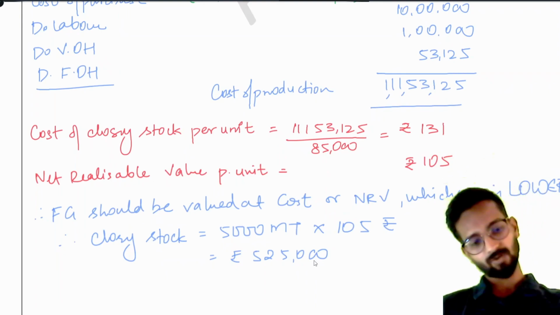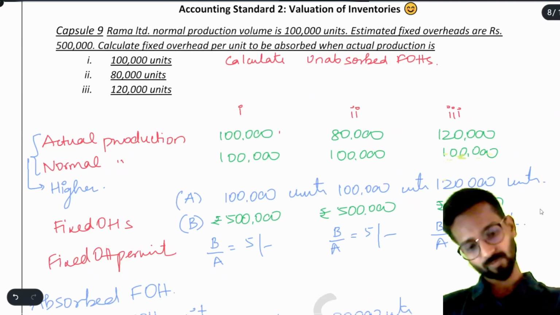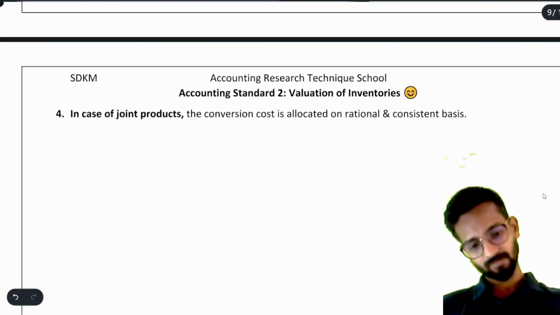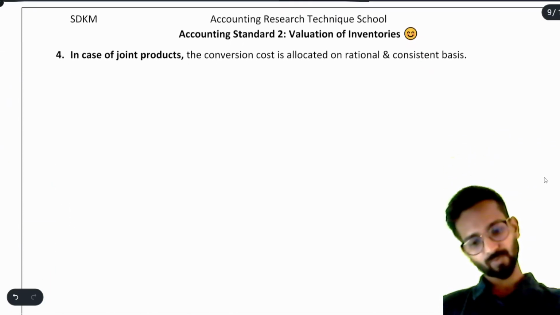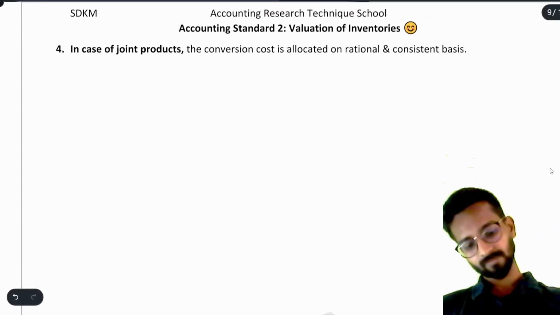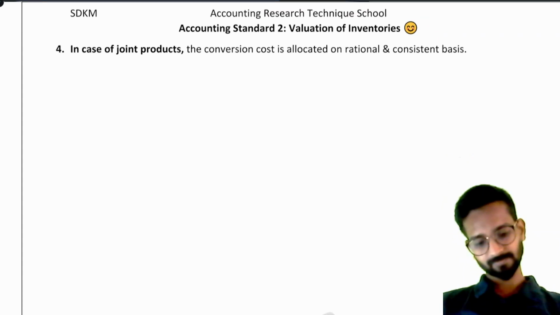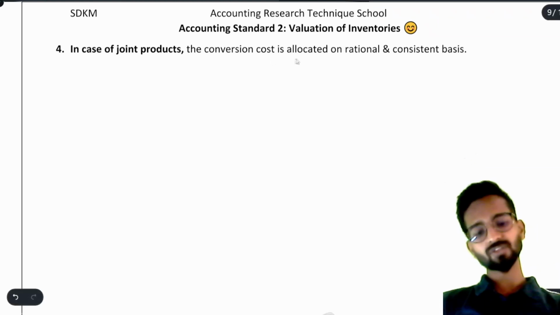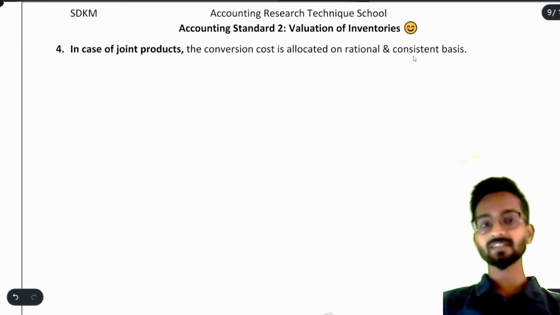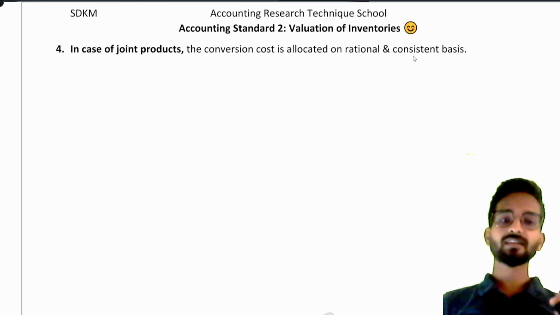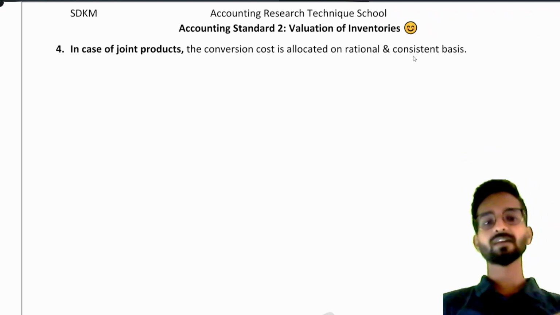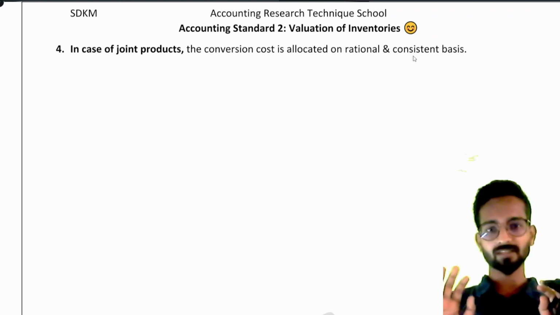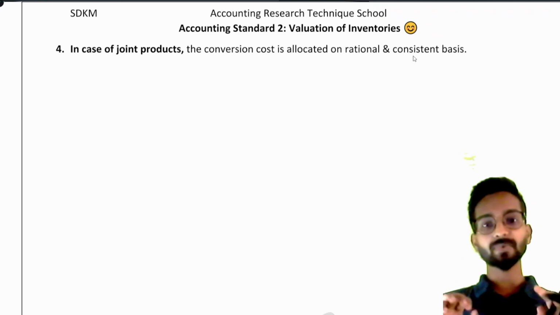Simple enough. Now moving to the next topic, we have in case of joint products. See, this is the point number 4. देखो, in case of joint products the conversion cost is allocated on rational and consistent basis. मतलब क्या है इसका कि आपको जैसा सही लगे आप वैसे एलोकेट कर सकते हो. सर जॉइंट प्रोडक्ट का मतलब क्या है?